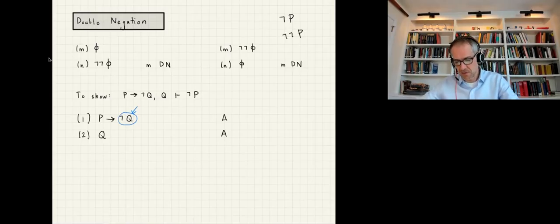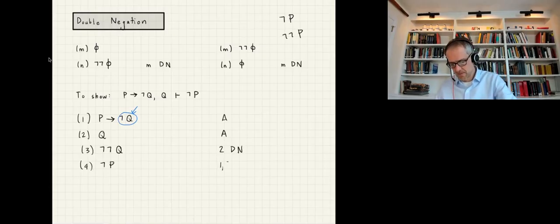So now, to be precise, we come back and apply double negation to Q. So, 2 double negation. Now lines 1 and 3 do fit the pattern for modus tollens. So on line 4, I can put not P, 1, 3, modus tollens.